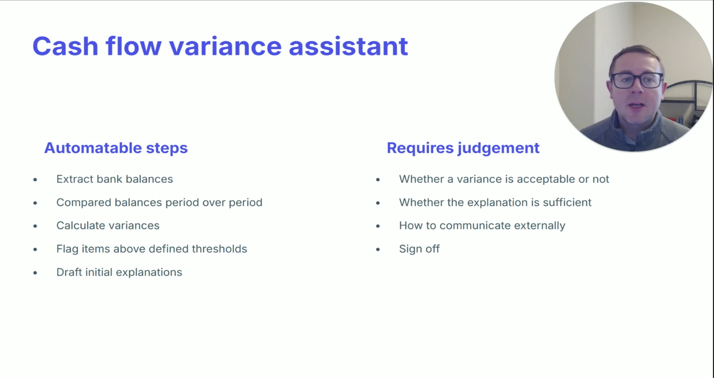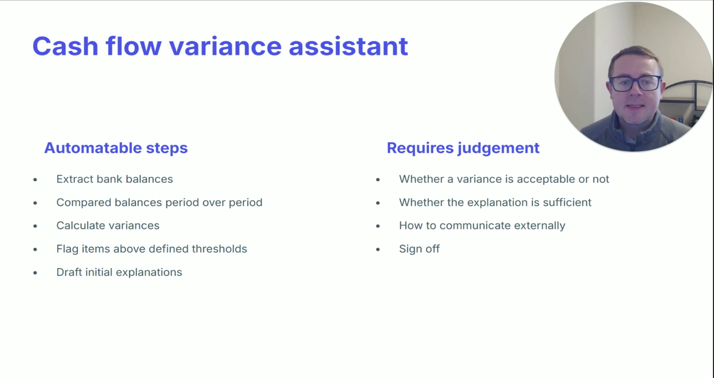In terms of the steps that we can automate, I think that includes extracting of bank balances, comparing of those balances period over period, actually calculating the variances, flagging any transactions or lines within the analysis that are above predefined thresholds, and even drafting the initial explanations for those variances, all things that can be automated.